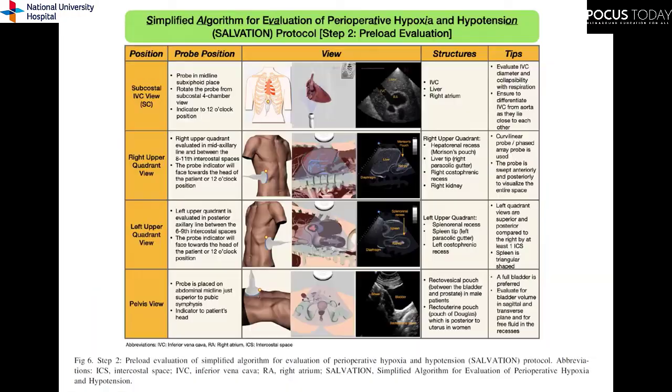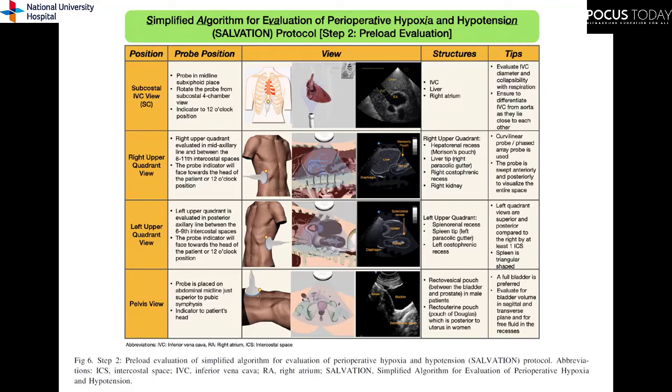When making an assessment of preload, we can incorporate the FAST protocol into scanning. Four views are used: the IVC view, left and right upper quadrant views, and the pelvis view. The IVC view is used to evaluate IVC caliber and respiratory variability.